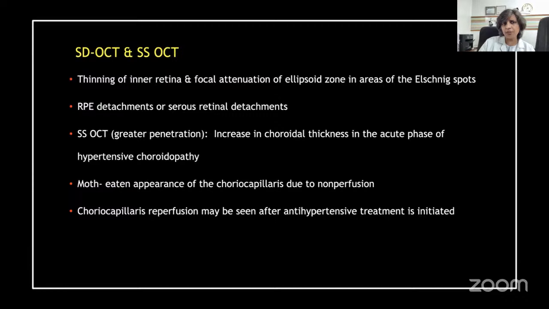OCT is of course very important. We just saw detachments, edema, but also thinning of the inner retina occurs in chronic hypertension and attenuation of the ellipsoid zone in areas of Elschnig spots.